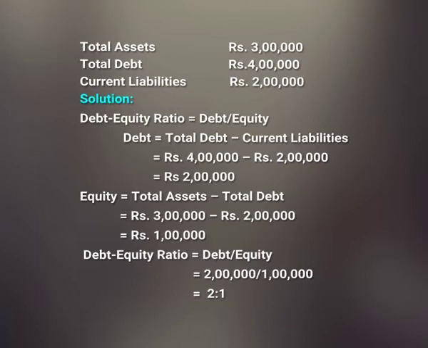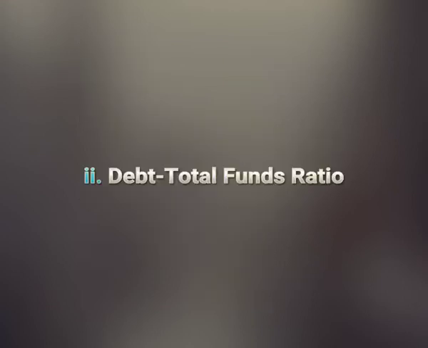Now, equity is equal to total assets minus total debt, which is equal to rupees 3 lakhs minus rupees 2 lakhs, which gives us rupees 1 lakh. So, thus debt equity ratio is equal to debt divided by equity, which is equal to 2 lakhs divided by 1 lakh, which gives us 2:1. Now, the second type of ratio is debt total funds ratio.